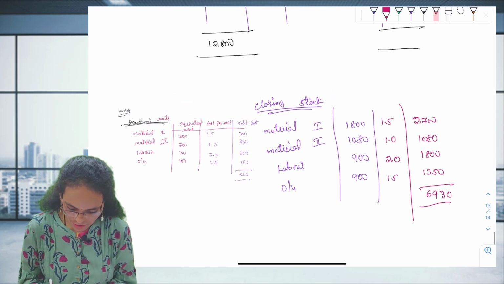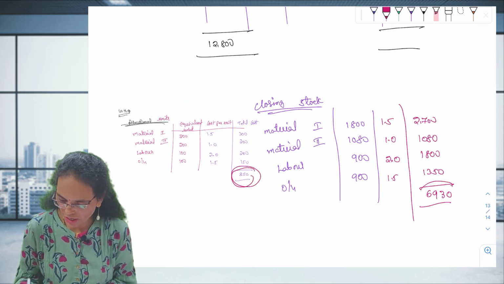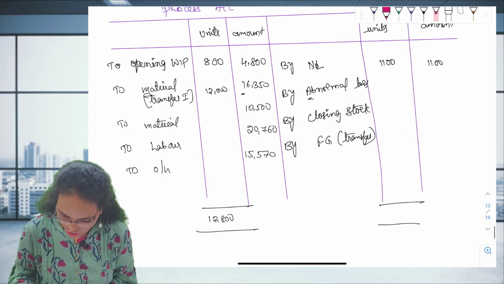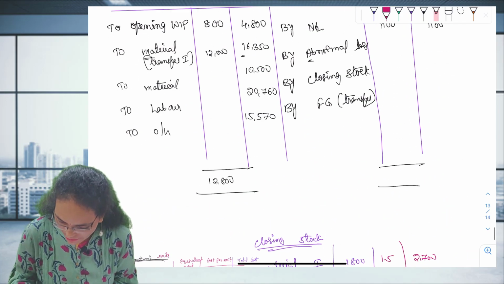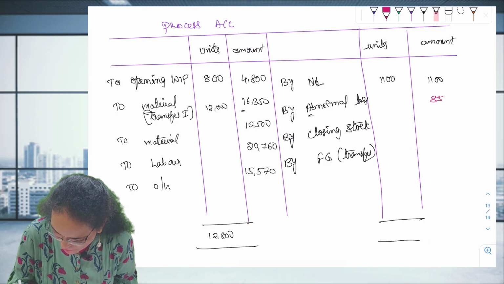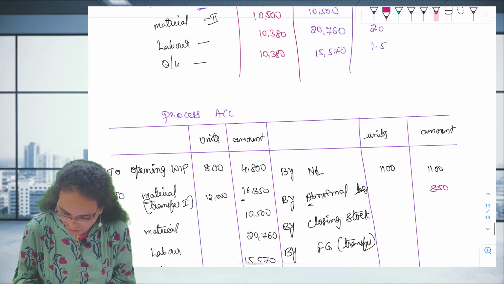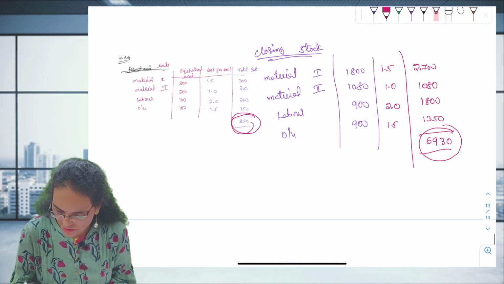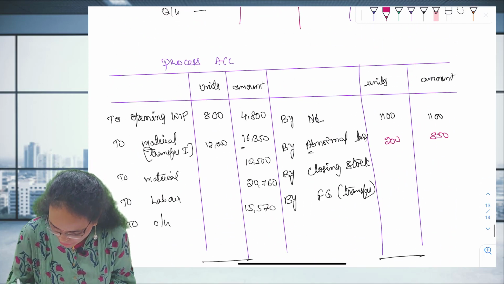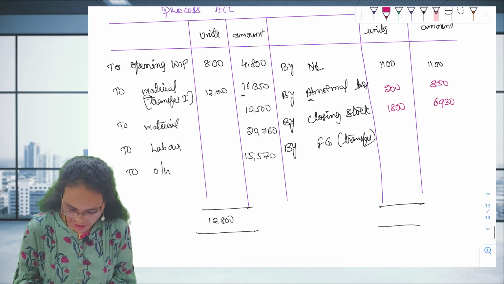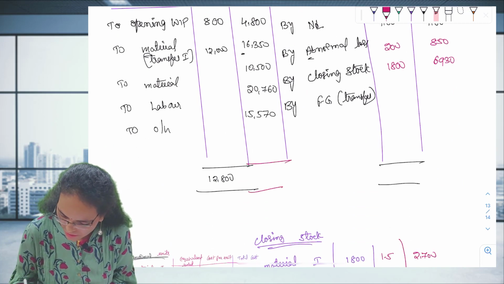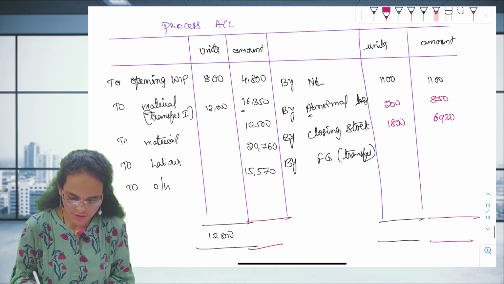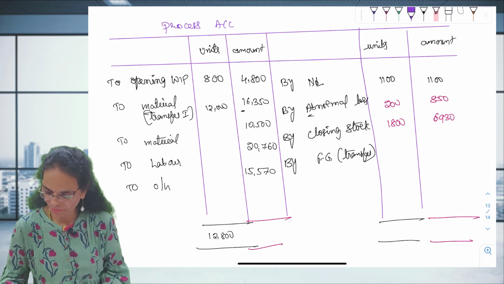And the value of the abnormal cost is this much. The value of the closing stock is this much. So, abnormal 850, with 200 units. In the closing stock 6930, with 1800 units. Remaining is this one. This is process costing.